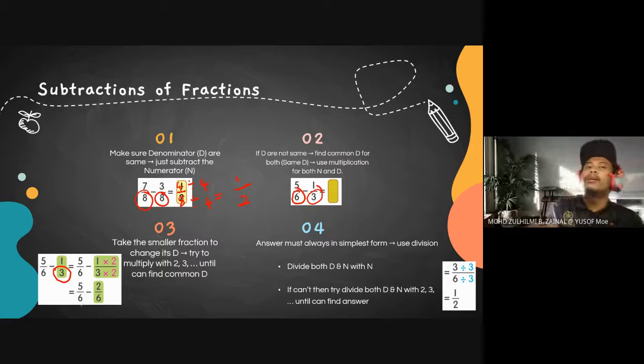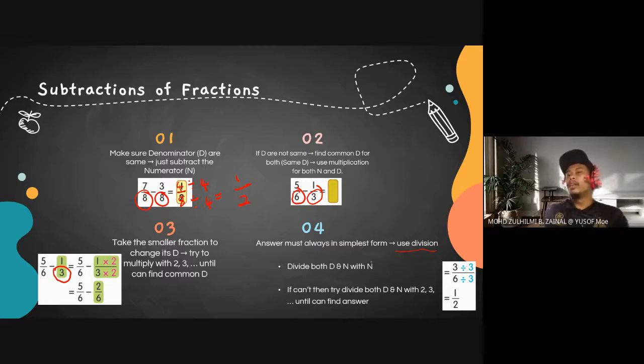Maksudnya until you can find common denominator, common D. Then once you get the common denominator, dah boleh tolak. Okay. So your answer must always in the simplest form. How to get your answer in the simplest form? Ingat, use division. Always use division. How to use division? Ambillah, divide both denominator and numerator tu. Denominator dengan numerator tu divide by 3.